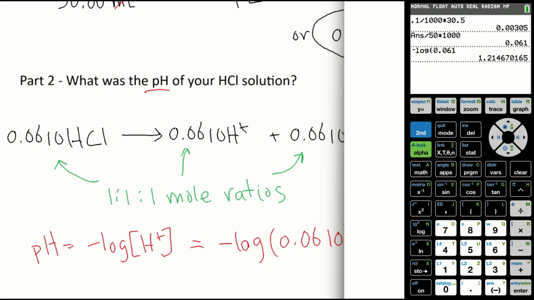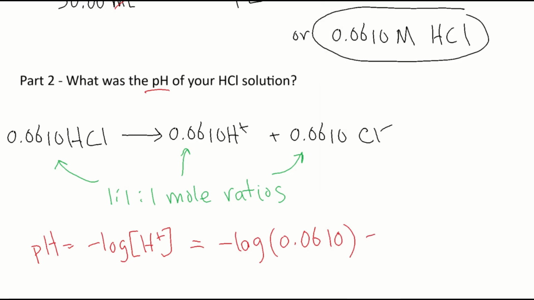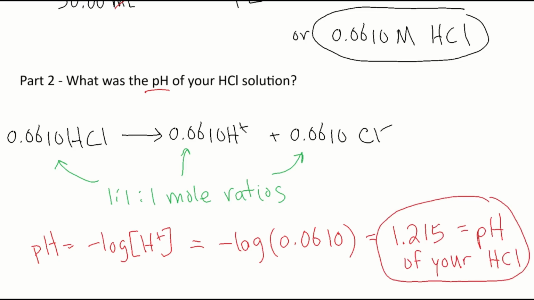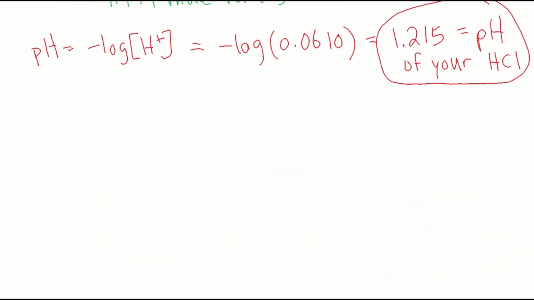Now, does that answer make sense? It's hydrochloric acid, so we should expect a pH lower than 7. It sure does. Now let me show you a shortcut.